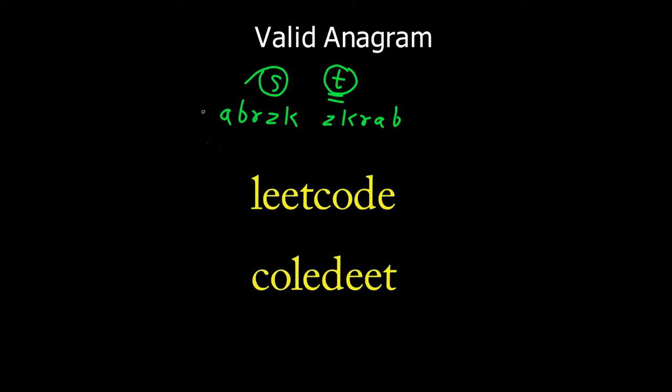And one more thing, if we have multiple instances of some character, that is if we have two A's, then in its anagram or the other string we also need to have exactly the same number of instances. So these two strings are anagrams of each other. Now all we are required to do in this question is to check whether the given two strings are anagrams of each other or not.